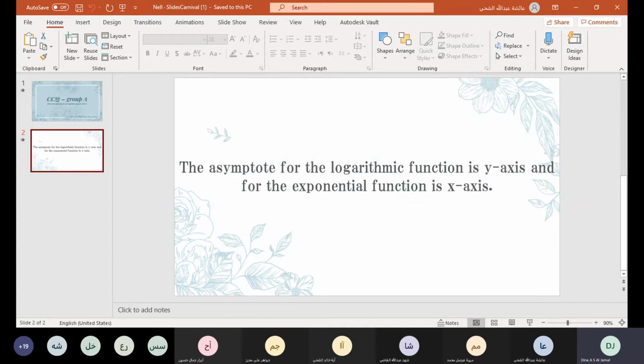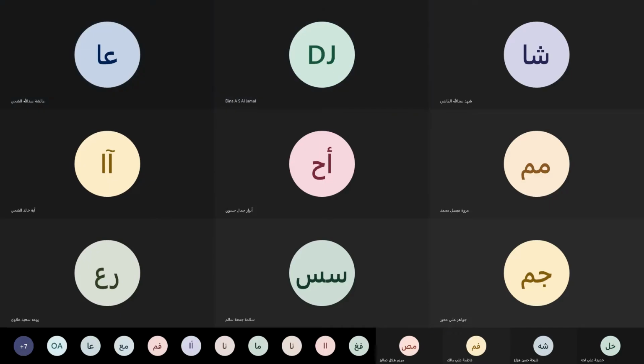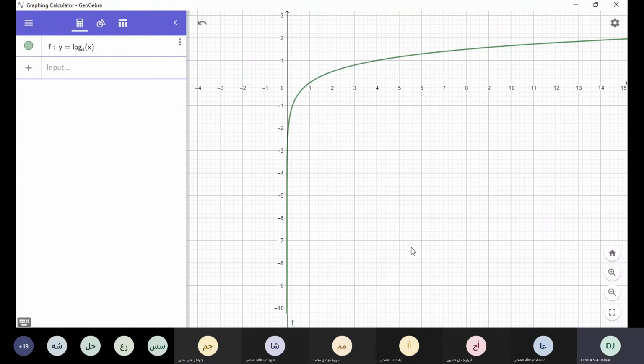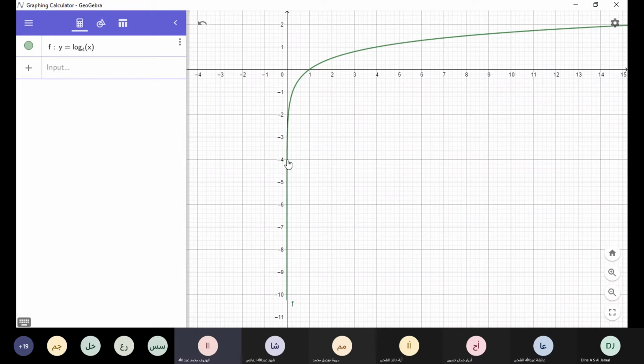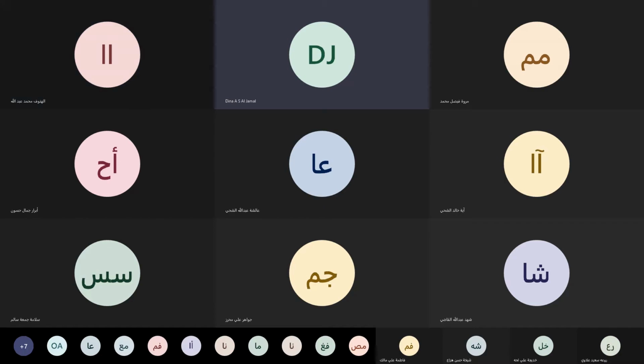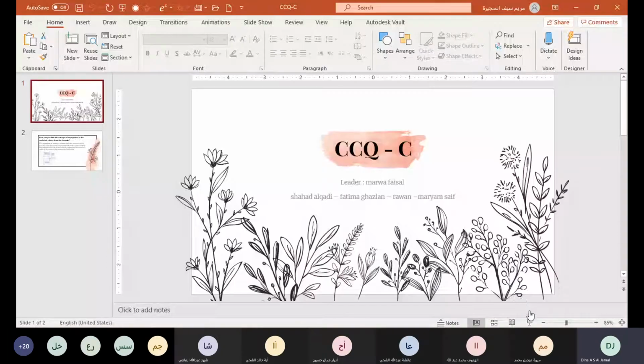So let's go to group C. Miss, we still have something. Ah, okay, you can present it. So here we graphed y equals log base 4 of x, and it's a logarithmic function. And the asymptote, as you can see, is the y-axis, as you can see here. Thank you so much for this indication. Let's now go to group C. Are you ready? Yes, miss. Good. Other groups, please be prepared so you can share your screen directly.